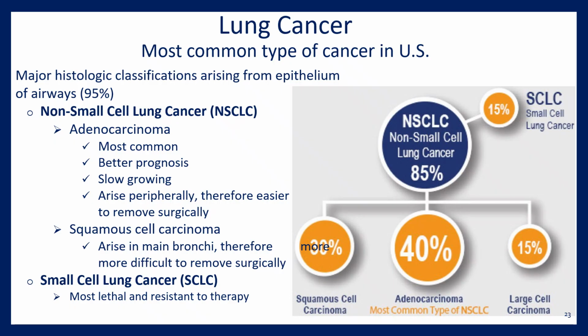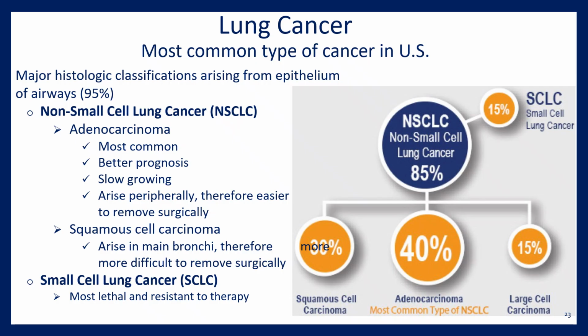Let's take a collective deep breath because lung cancer is heavy, but it's also extremely high yield. Lung cancer remains the leading cause of cancer death in the US, not because it's the most aggressive, but because it's often diagnosed late. From a histology standpoint, this is where your epithelial knowledge really pays off. About 95% of lung cancers originate from airway epithelium, meaning bronchiolar, alveolar lining cells. So if you know epithelial changes, you're already ahead.